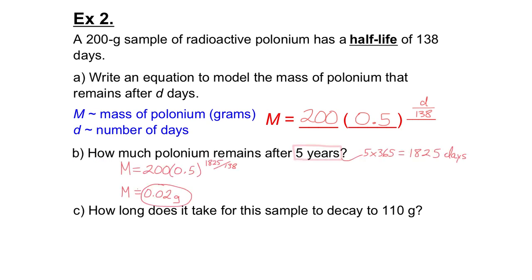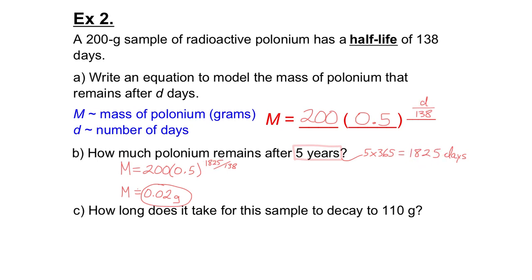For part B, we're figuring out how much polonium, that's the mass, we're calculating mass. After 5 years, I need to turn that into days because D is the number of days. 365 days per year for 5 years, that's 1,825 days. So I'll replace D with 1,825.